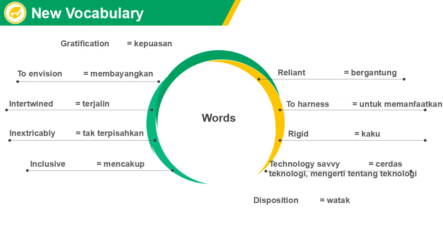In this text, I found some unfamiliar vocabularies. For the first one is inclusive, means mencakup. Inextricably means tak terpisahkan. Intertwined mean terjalin. To envision means membayangkan. Gratification means kepuasan. Reliant means bergantung.